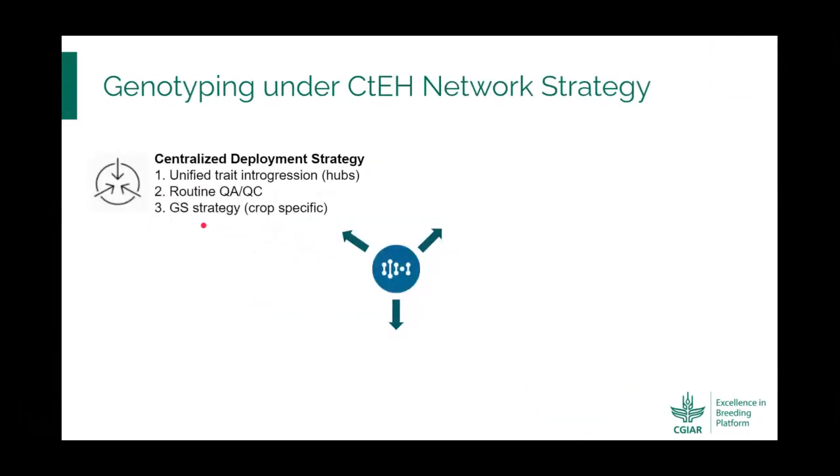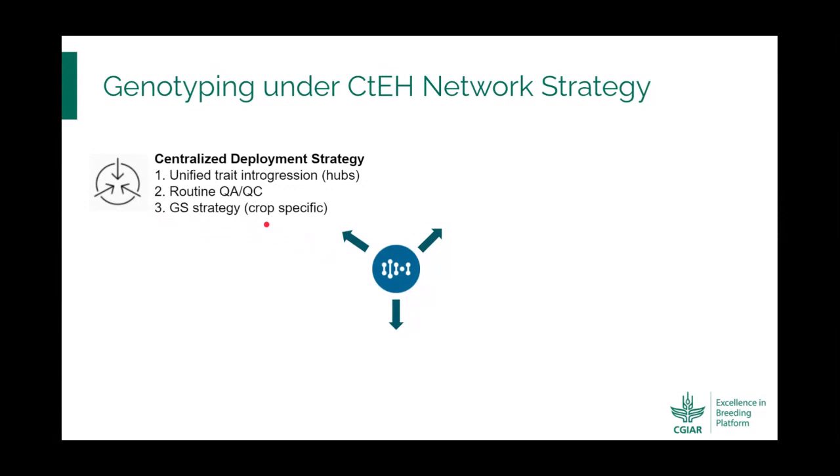So the first component is really around the centralized deployment strategy. And why is this needed? Deployment and uptake of the genotyping tools and services have been uneven to date. Typically, this is also very skewed towards some of the better funded crops with better technical capacity to utilize these services. Crops like maize, rice, and wheat typically do not have a whole lot of issues in accessing genotyping services. Where we really want to help is the smaller crops, and to establish this community of practice or unified strategy under the banner of CTEH.